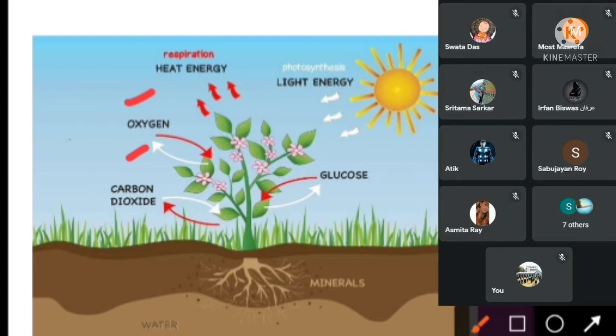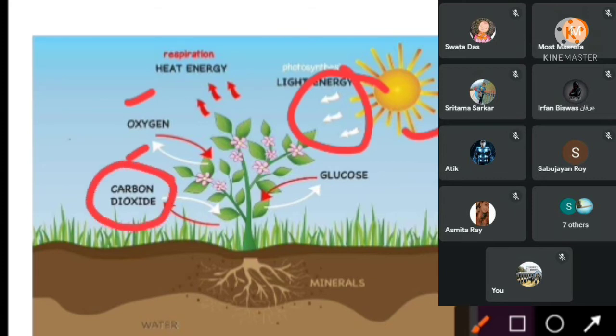See, light energy is coming from the sun. Plants are taking this light energy as solar energy. Then they are taking carbon dioxide from the environment, and chlorophyll is present inside the leaf, and they are taking water from the soil, and also the minerals are coming inside the plants. With these raw materials, that is carbon dioxide, water, solar energy, and with the help of chlorophyll, plants are making their own food. So this process is known as photosynthesis.